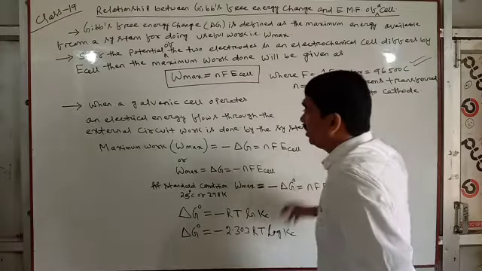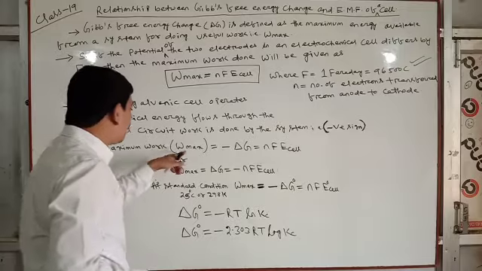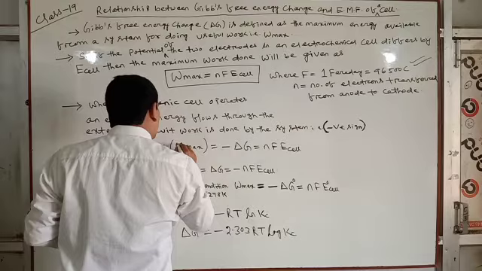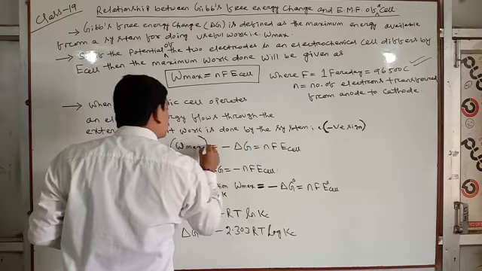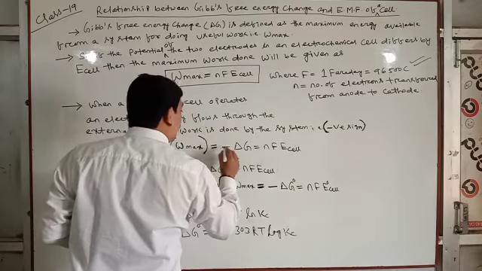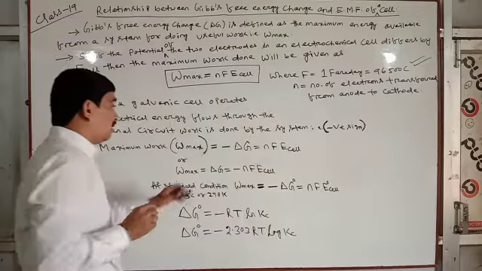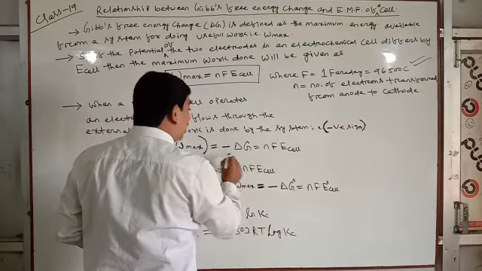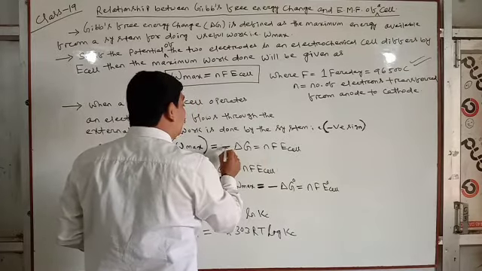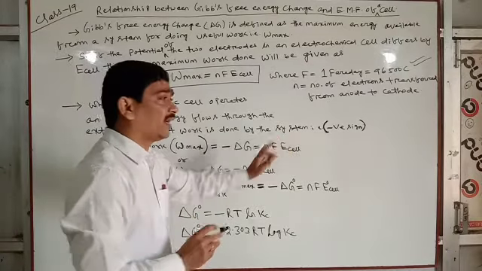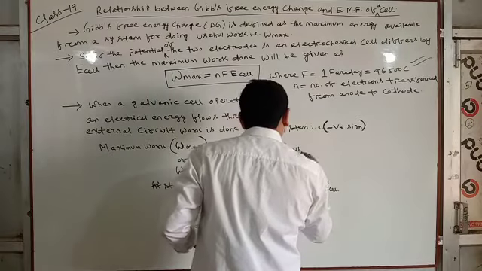Negative side. So maximum work W max equal to minus delta G equal to nFE cell. Why is this a negative sign? The negative sign indicates a decrease in free energy. Actually the net decrease in free energy is completely converted to net electrical work done.